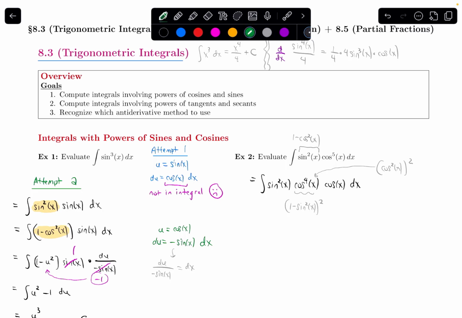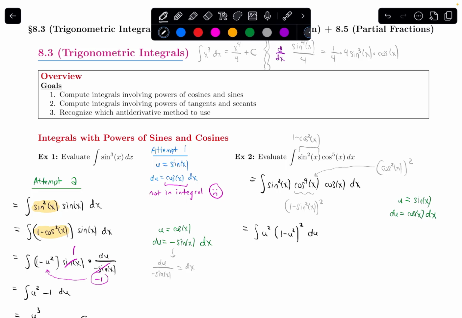Okay, and now this lends well to a u-sub. I really want this part to become the du. So I'm going to let u be sine of x, and then du would be cosine x dx. So if we do this u-sub, we end up with the integral of u squared times 1 minus u squared, that whole quantity getting squared. And then that cosine x dx, well, that just becomes du.